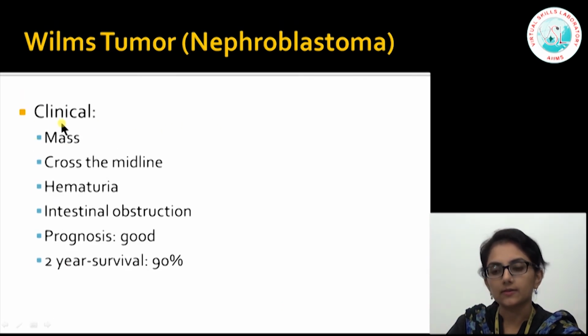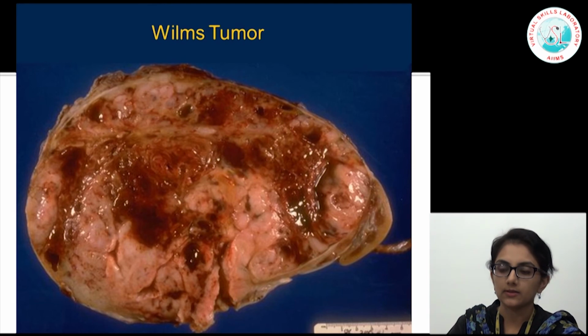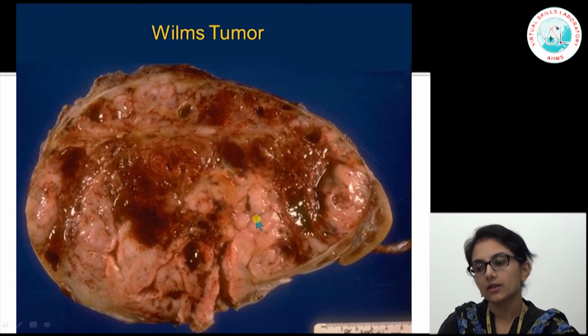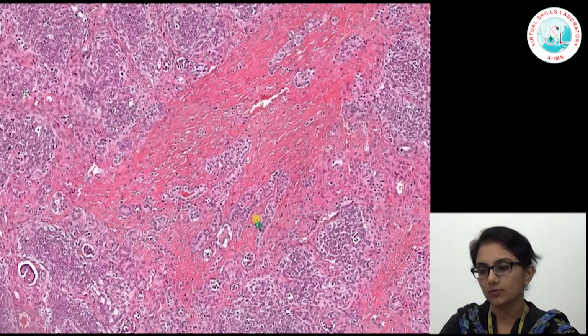So how do these patients present? Usually there is presentation with a large abdominal mass. It may be so large in some cases that it may cross the midline. The child may have history suggestive of hematuria and intestinal obstruction if it's a very large abdominal tumor. However, the prognosis of this tumor is good, especially with current chemotherapy regimens, and a 2-year survival of up to 90% is seen. That's the gross appearance of a Wilms tumor, and you can see that there are some areas of hemorrhage along with solid-looking areas in this tumor.